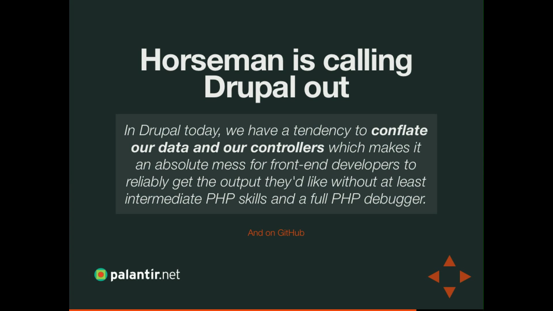So, following DrupalCon Austin, a group of Drupal developers wrote this Horseman manifesto and put it on GitHub. They said, the reason we can't do headless Drupal easily, the reason people are talking about it, the reason it's painful, is because even in Drupal core, we don't have a separation between our data and our controllers. They're completely conflated. Where is the line in theming a node between the data stopping and the theming starting?